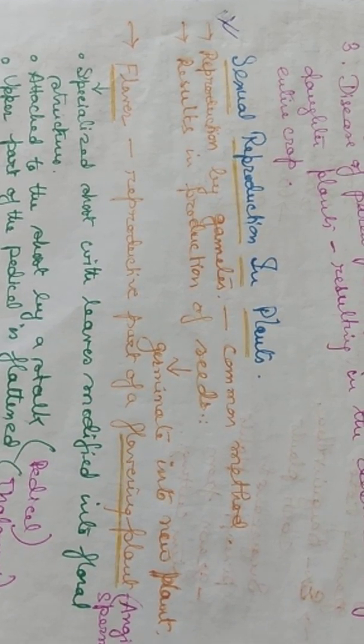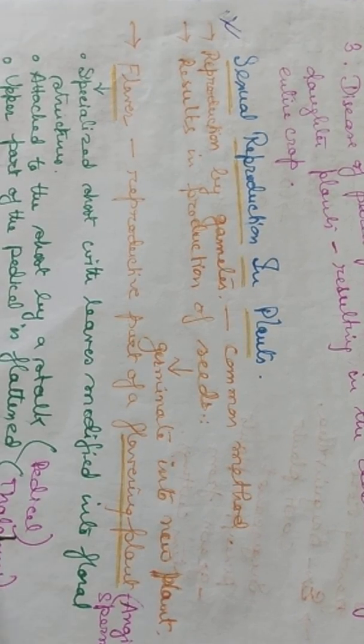Today, I'm going to continue with reproduction in plants. I'll start with sexual reproduction in plants. In the first two videos, I discussed asexual reproduction. So now I'm starting with sexual reproduction in plants. This is the most common method in flowering plants, and this reproduction results from seeds.